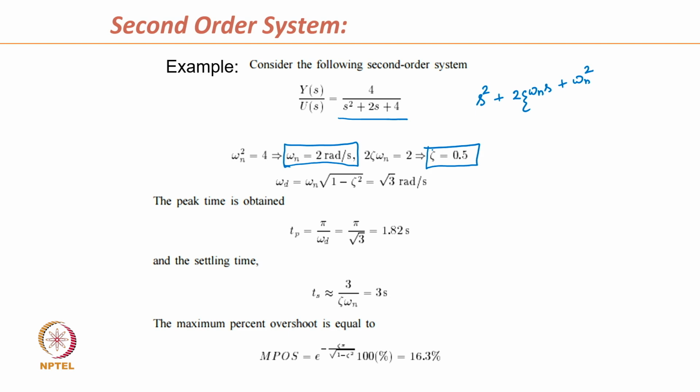Once we know the values of zeta and omega n, then we can calculate omega d, which is the damped frequency, equal to omega n under root 1 minus zeta square. The peak time is Tp equal to pi upon omega d, which is 1.82 seconds. Settling time we can calculate as 3 upon zeta omega n, which is 3 seconds, and the maximum overshoot is 16.3%.